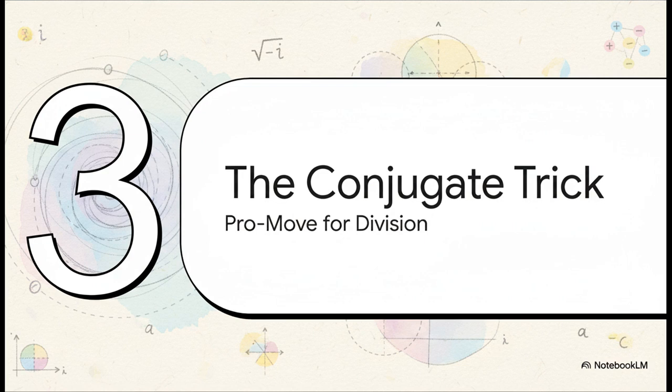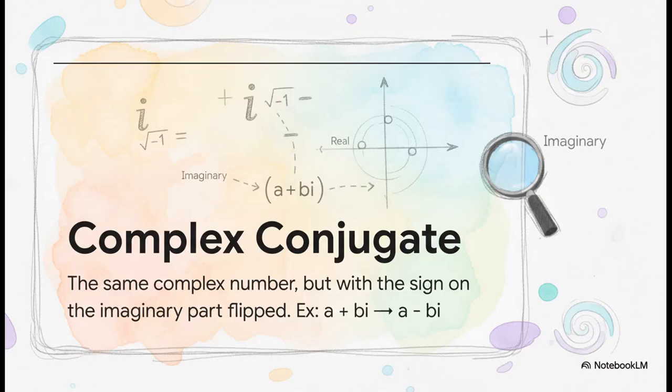And that brings us to the final boss, division. Now, this is usually where people get a little worried, but there's no need to be. Because for this, we have a secret weapon, a pro move I like to call the conjugate trick. So what on earth is a complex conjugate? It's really simple. You take a complex number and you just flip the sign in the middle on the imaginary part. So the conjugate of a + bi is just a - bi.